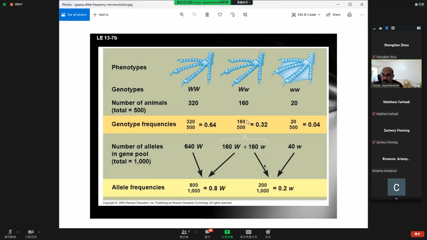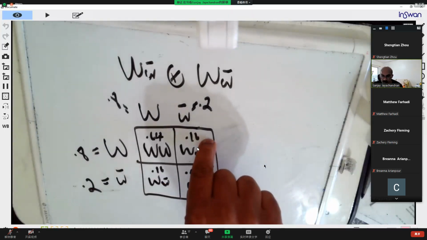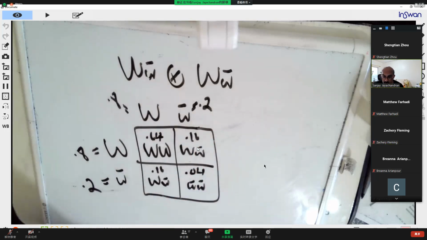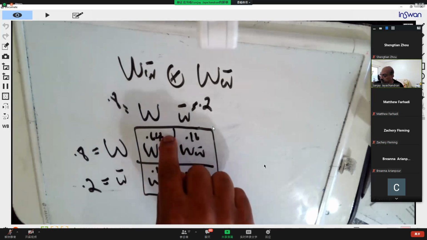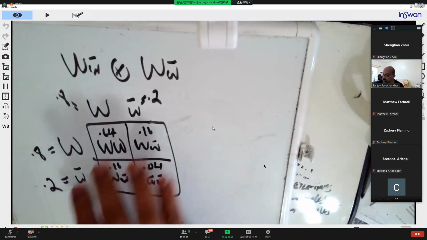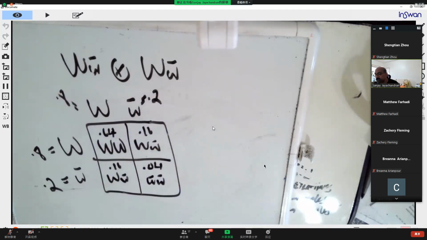Okay, but there are two of them, right? So you got 0.16 plus 0.16, that's 0.32, right? And you add them together. Yes or no, guys? Are we following here? Yes. Okay. So have the numbers changed? No. Okay, so numbers have not changed from generation 1 to generation 2. It's 0.64 here, 0.04 here, 0.32 here. That hasn't changed.